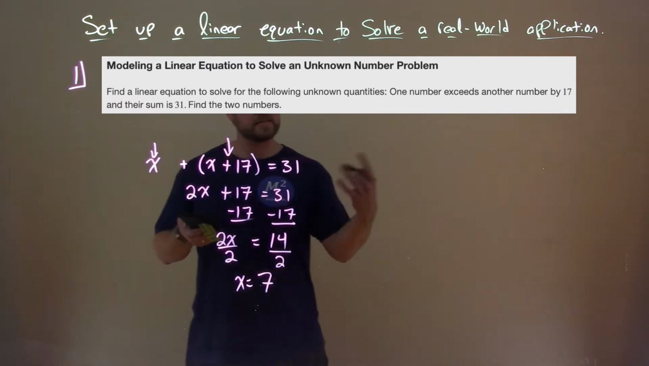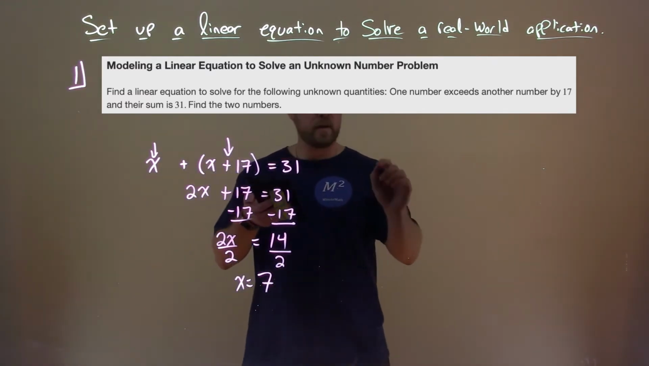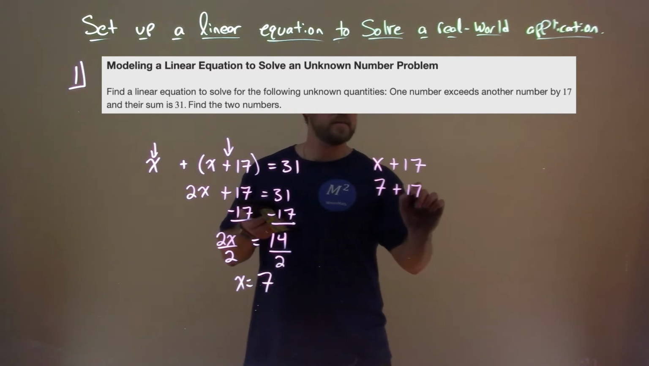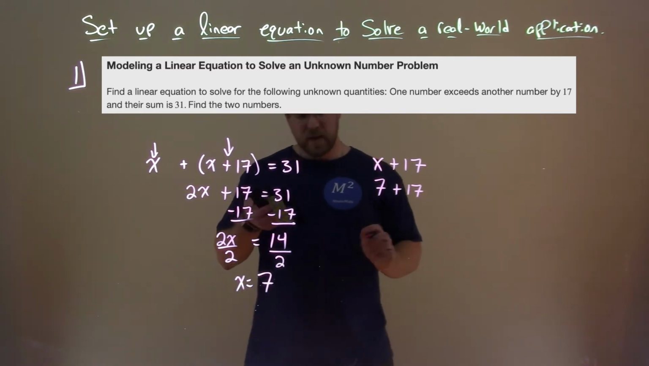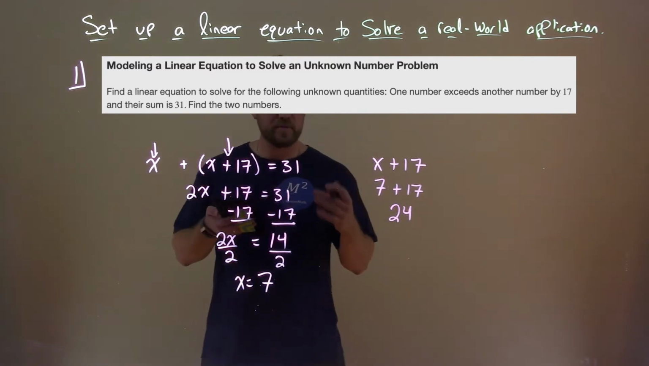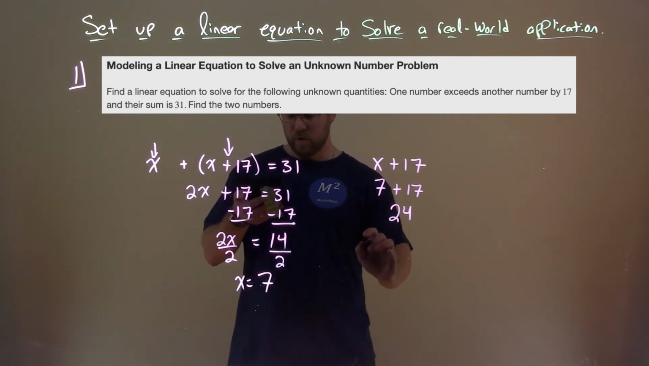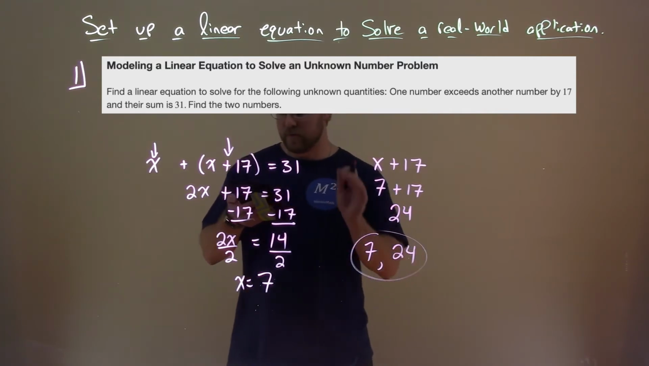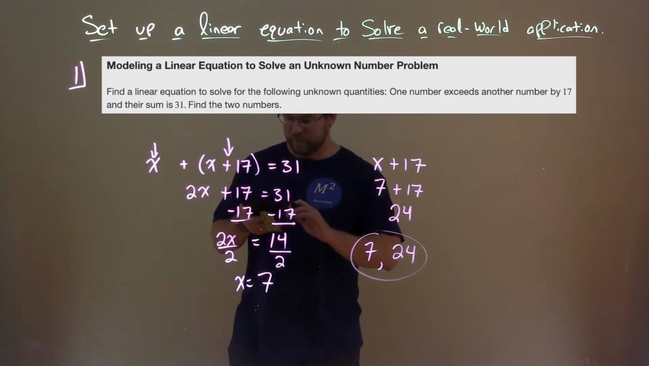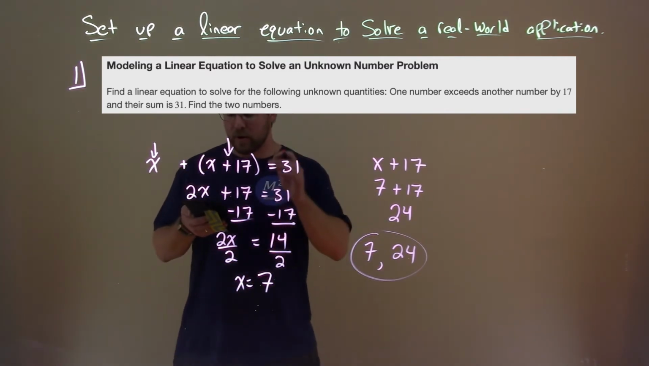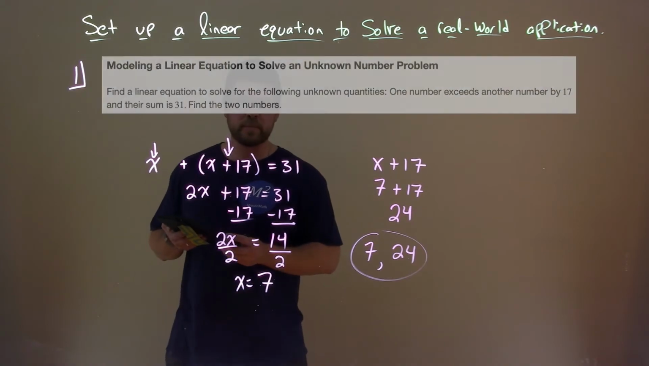We want to find the second number, and they told us that number was x plus 17. So if x is 7, we have 7 plus 17. We just substitute that in, and 7 plus 17 is 24. And so the two numbers they were asking about were 7 and 24. Now I'm going to erase this. Come back with me in a second and we'll go through another problem.